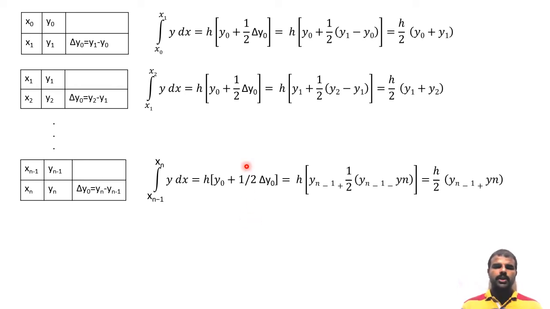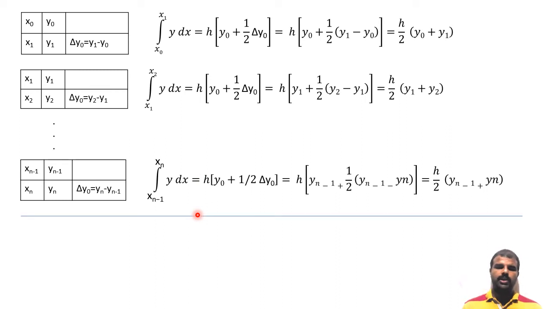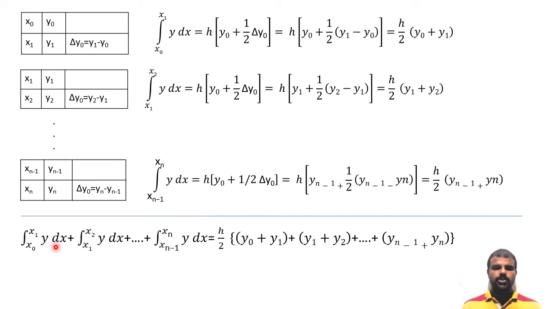Now, to get the total integral, we need to find the sum of all these integrals. Integral in the first subinterval, integral in the second subinterval, etc., in the last subinterval. So we are going to find the sum of everything. So finding the sum, you will get h by 2 into y0 plus y1, plus h by 2 into y1 plus y2, etc. So h by 2 is a common factor. I can take it outside. Then y0 plus y1 plus y1 plus y2. The next term will obviously be y2 plus y3, etc., up to yn minus 1 plus yn.